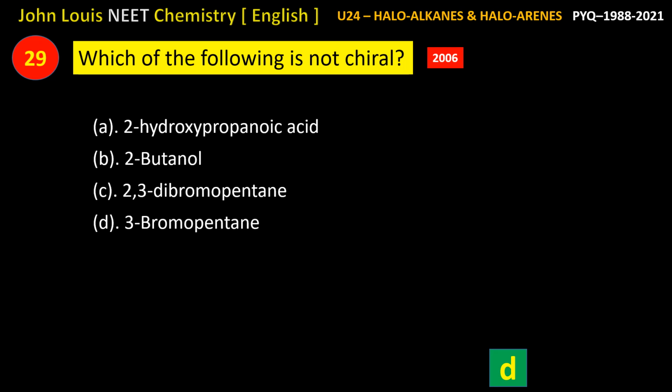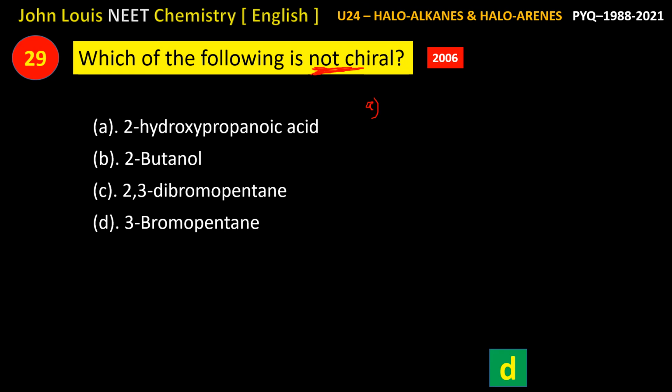Which of the following is not chiral? See here you have to be careful, not chiral. Therefore now we have to see all the 4 options and find out one by one. So let us take compound A, 2-hydroxypropanoic acid. So first of all, what is chiral?